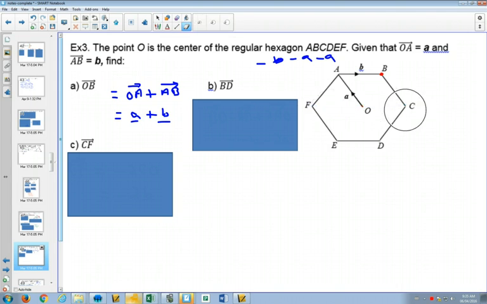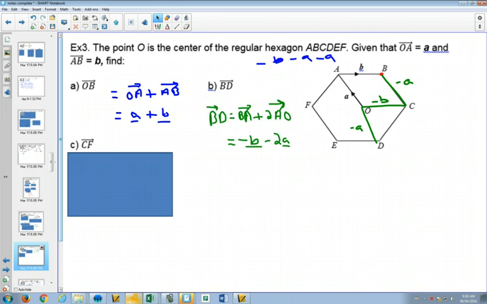From B to D. How could I get there? Well, I could go from B to C. Can you see that that's the same as a negative A? And then I could go from C back to O, and that's the same as a negative B. And then I could go from O to D, and that's another negative A. So on our diagram, we could draw a route plan using parallel vectors, and you can see that it's going to be negative 2A minus B.